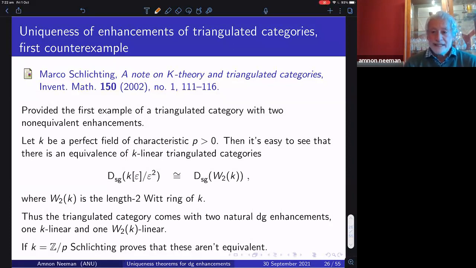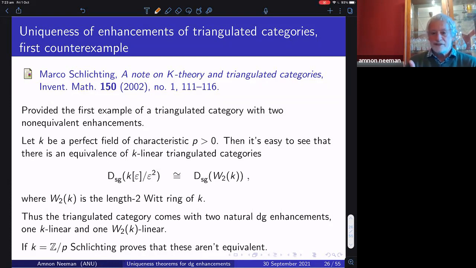How about uniqueness of enhancements? I told you that already in the mid-90s, it was suspected that there should be triangulated categories with more than one enhancement. But the first honest counterexample with a proof is due to Schlichting. So in 2002, he published an example. And note how simple the example is. If you take any perfect field of characteristic p greater than 0, then you can look at the singularity category of the dual numbers.